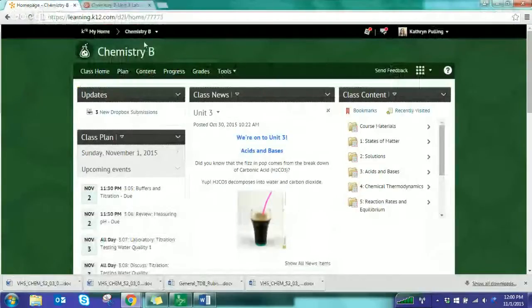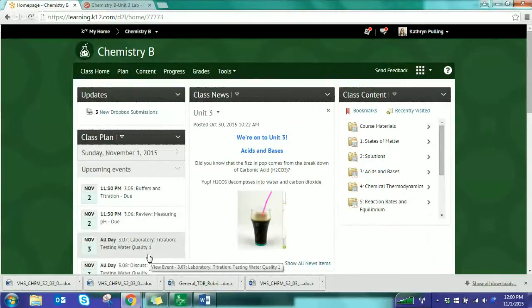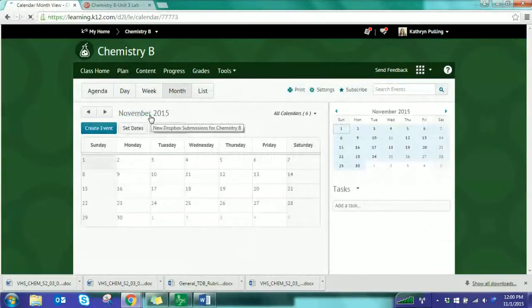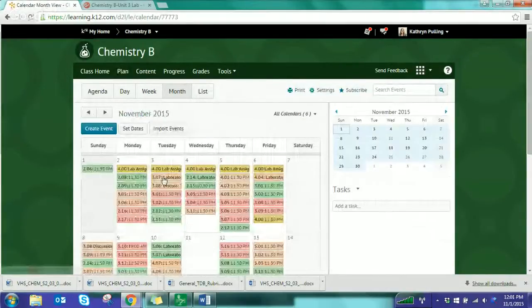Okay, so this presentation is to help you get through the Unit 3 lab, the titration lab. So let's start by gathering our materials. If you're doing the lab on time, you'll be able to grab this right off the class plan. You could click here on 3.07, or just remember that it is called 3.07, and then you can find it on the calendar, which would be Tuesday the 3rd of November.